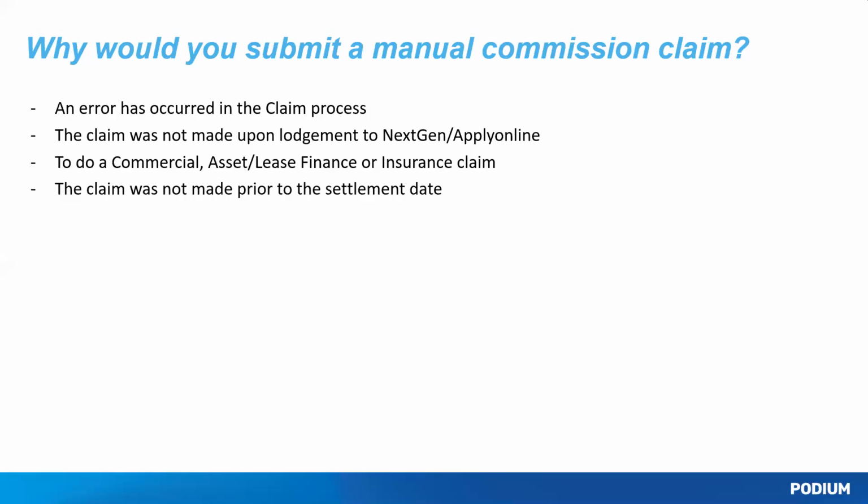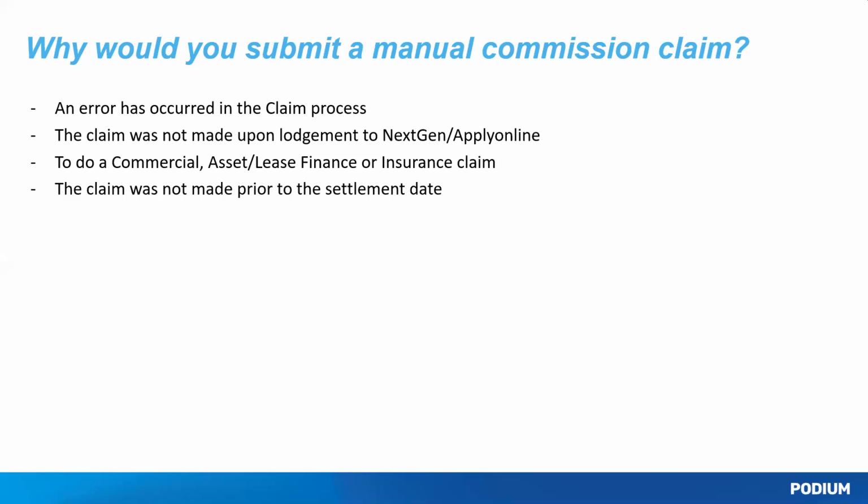Reasons why you would submit a manual commission claim. Number one, an error has occurred in the standard commission claim process. Number two, the claim was not made upon lodgement to NextGen or Apply Online. Number three, it is a commission claim for a non-residential loan, such as commercial, asset lease finance, or an insurance claim. And number four, and the most common, the claim was not made prior to the settlement date.